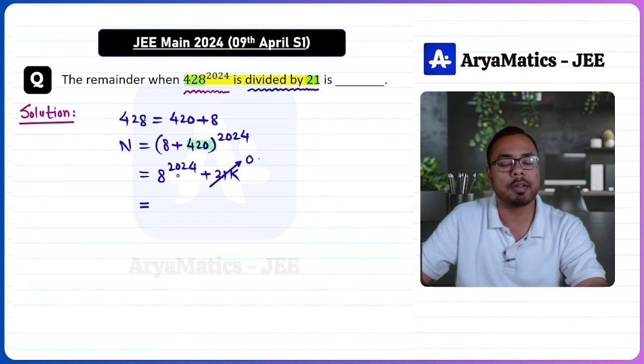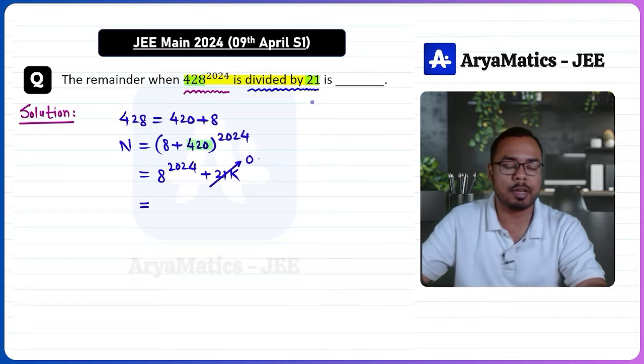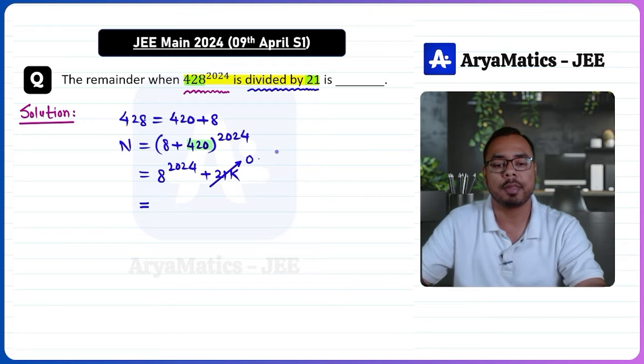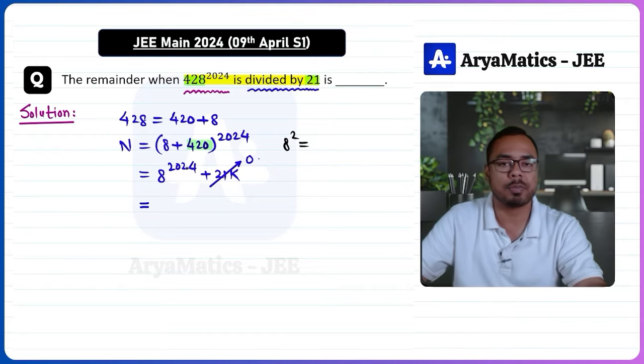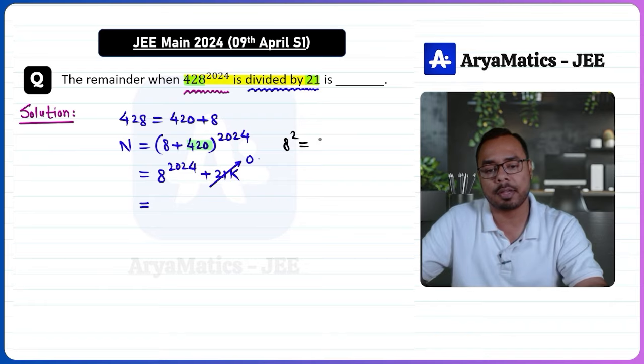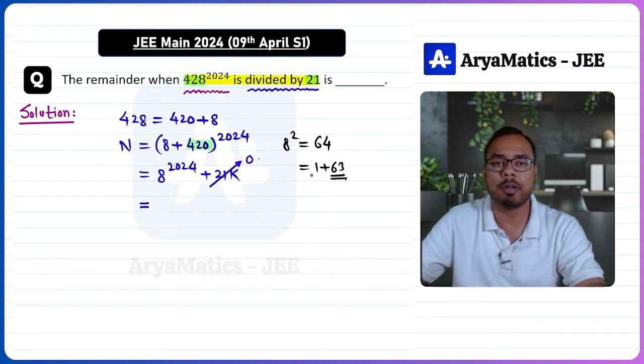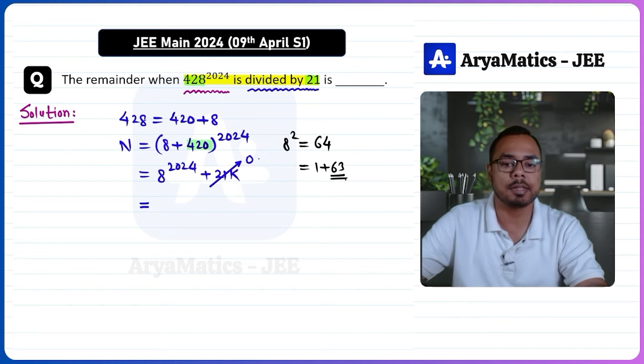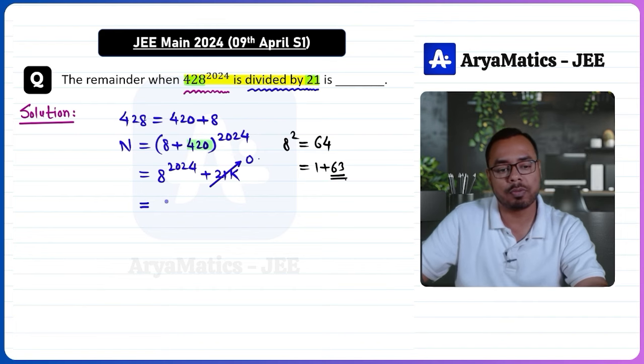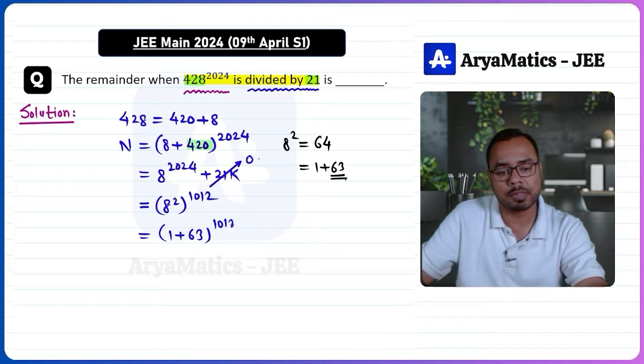Now we need to see which exponent of 8 is either 21 plus minus 1 or some multiple of 21 plus minus 1. That means if I do 8 square, we have to figure out different exponents of 8. So if I do 8 square, we'll get 64, and 64 is 1 plus 63. 63 is a multiple of 21. So now we have to write this number 8 raised to 2024 as 8 square raised to 1012. 8 square will be 64, 64 is 1 plus 63, so now 1 plus 63 raised to 1012.